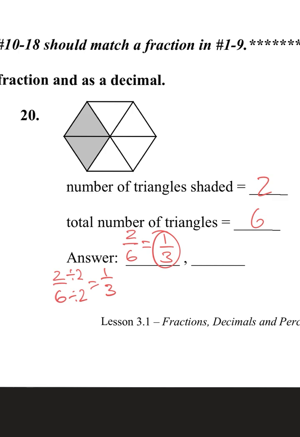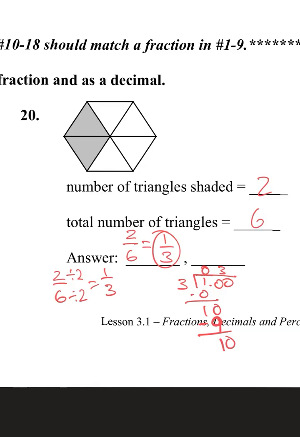Now, as far as writing this as a decimal, you did this earlier, so we're going to go 1 divided by 3, put a decimal, put a couple zeros. Here we go. Will 3 go into 1? No. 0 times 3 is 0. Subtract those, I get 1. Bring down the 0. 3 will go into 10 3 times. 3 times 3 is 9. Subtract those. So 10 minus 9 is 1. Bring down the other 0.